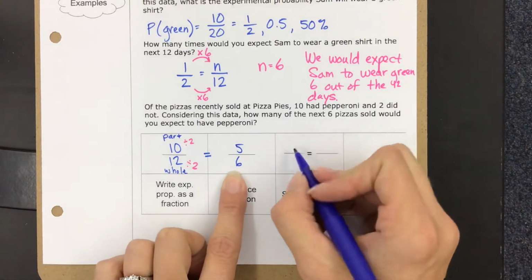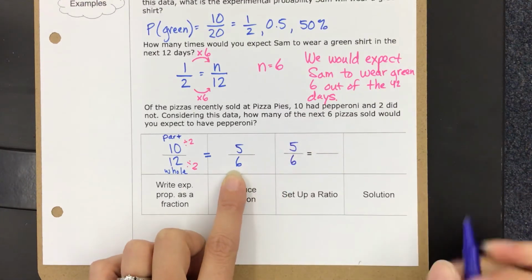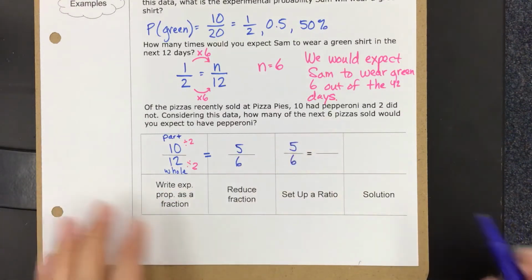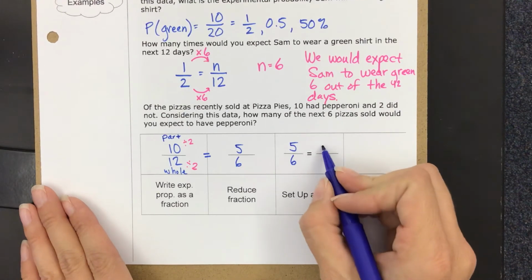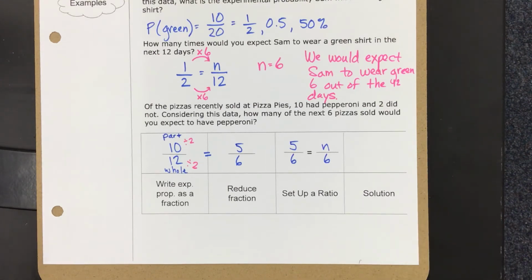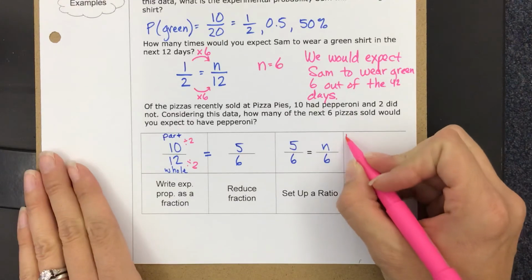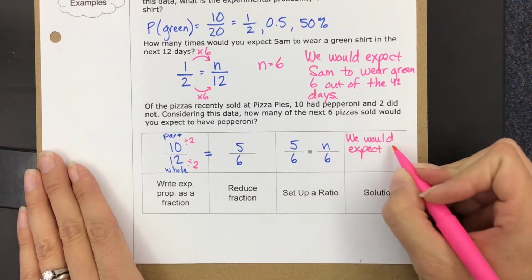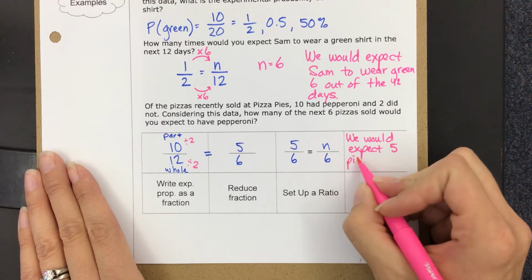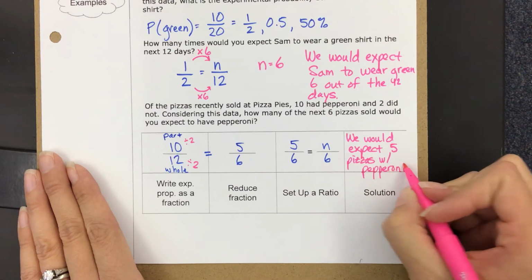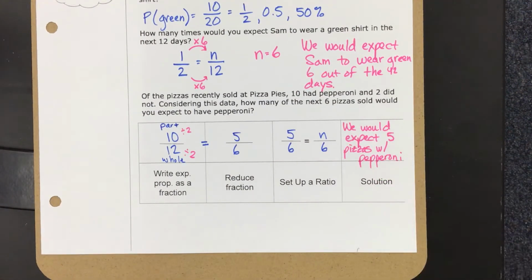Now we're going to set up our ratio. We're going to take 5/6, and it says, how many of the next 6 pizzas would you expect to have pepperoni? Okay, so our total, our whole, is 6. So obviously, how many would you expect to be pepperoni? 5. That was a way easier problem than I think we all realized. Okay, so we would expect 5 pizzas with pepperoni. If you've never seen this abbreviation for with, it's just a W with a backslash. It makes note-taking faster. Okay?